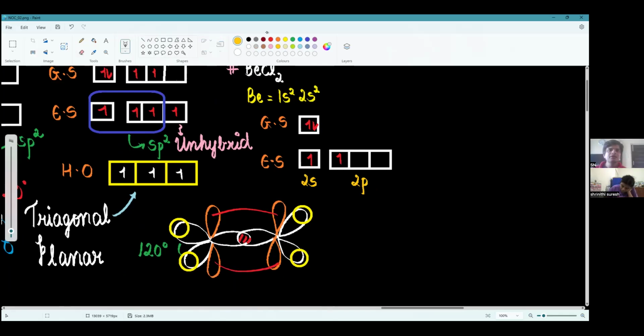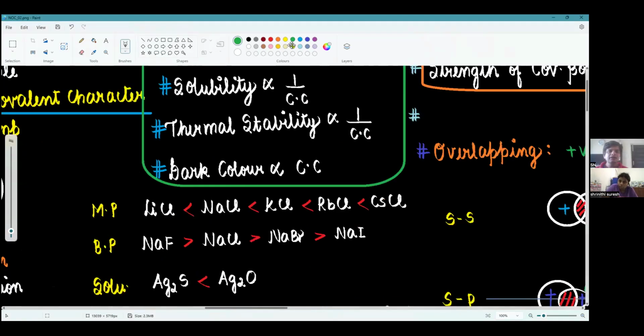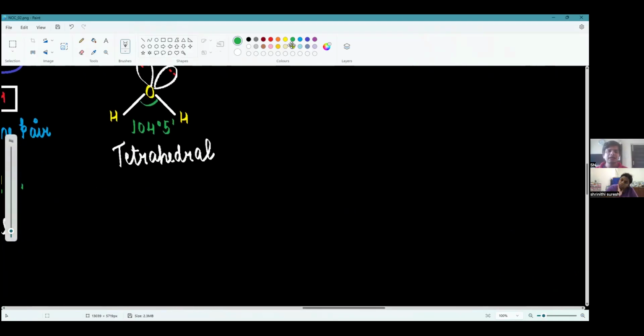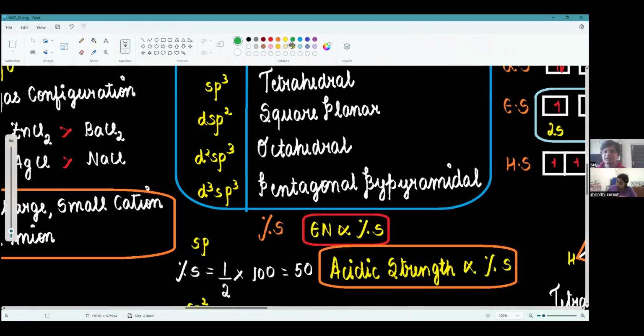So now it is very simple. You will say that, sir, one s orbital will overlap with one p orbital, and this is going to give rise to sp hybridization. Why sp hybridization? Because one s orbital overlaps with one p orbital. Now remember, we had written this in our last session also: can you check your notes and tell me what was the geometry if it is sp hybridization?